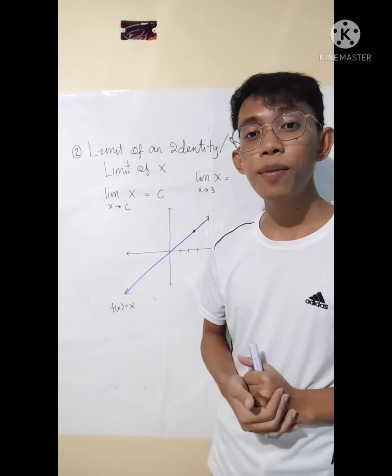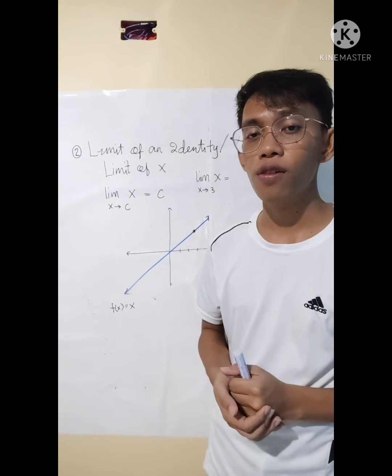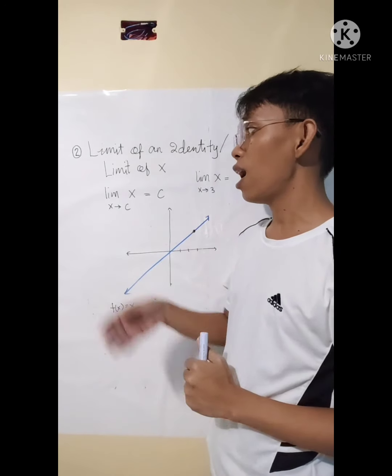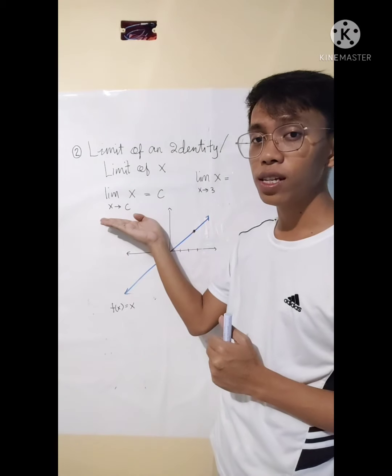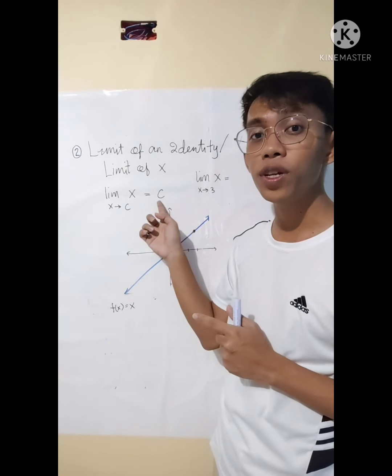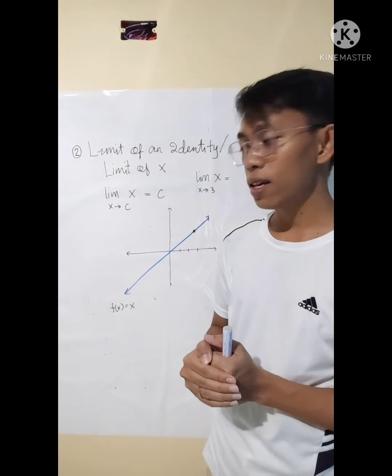Number 2, the limit of an identity, or ito yung tinatawag nating the limit of x. So, sinasabi ng law na ito na ang limit daw ng x as x approaches any value c is equal to the value na ina-approach ni x, which is c. So, ganito naman ang itsura ng identity function.